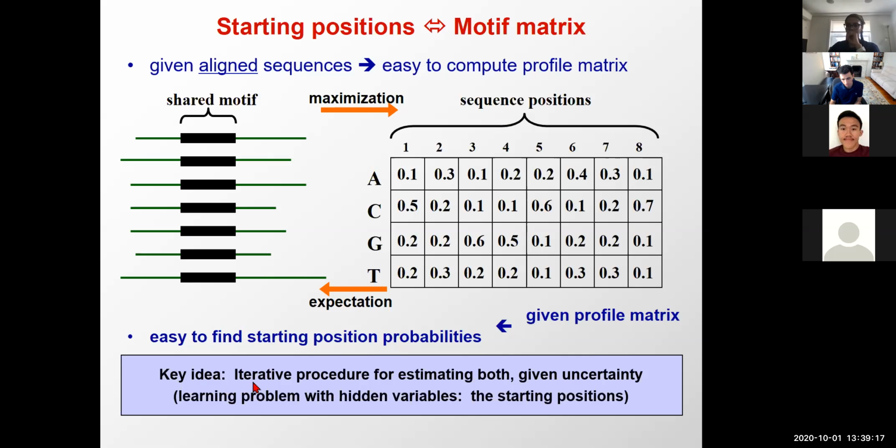So the key idea is, well, let's do it iteratively. We're going to define an iterative procedure for estimating both, given the uncertainty. So it's basically a learning problem with hidden variables, i.e. nuisance parameters, which I'm going to be integrating over. So these are going to be the starting positions.